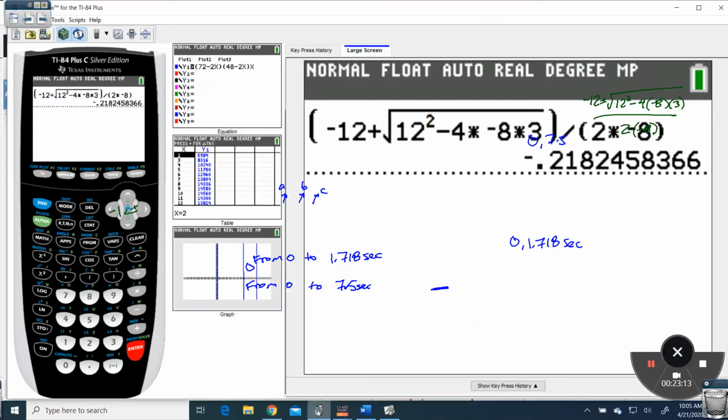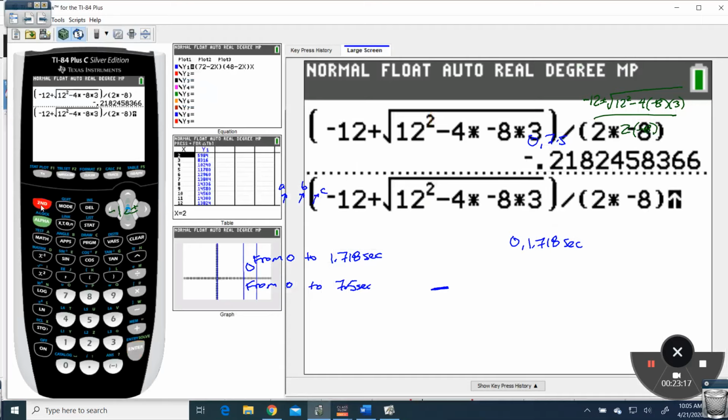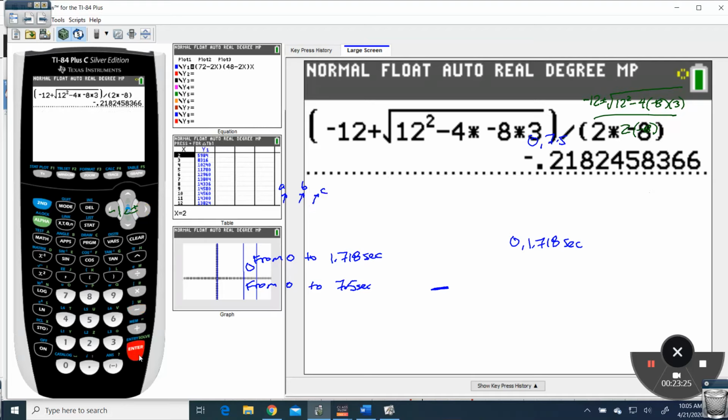Okay, so now I go back to my calculator, I hit second enter. Another little trick is if you hit second left arrow, it puts the cursor all the way back to the left. And I'm going to change that to a minus to do the negative case. And now I hit enter.